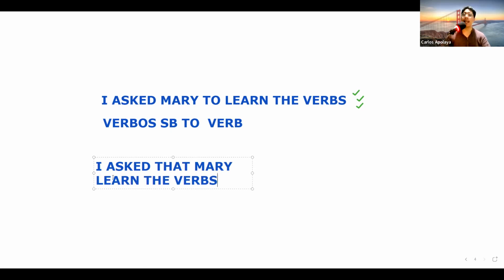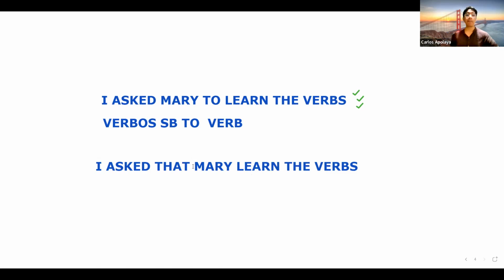En la primera te digo es, yo le pedí a María que aprenda los verbos. Yo le pedí. Entonces aquí es, yo te pido que María aprenda los verbos. En la número 2, ¿a quién le digo? ¿A María o a otra persona? Another person. Another person, of course.